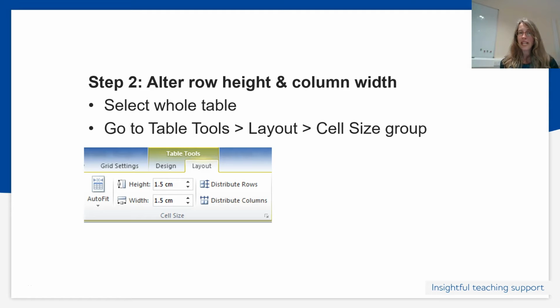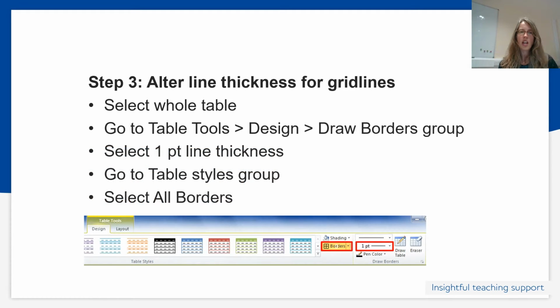In this example, I'm making grid squares that are 1.5 centimetres by 1.5 centimetres. Obviously, you can adjust that to make them larger or smaller according to individual needs. Having done that, we then want to alter the line thickness for the grid lines. So again, we're selecting the whole table, and we're going back to Table Tools, and we're looking at the Design tab and Drawing Borders.